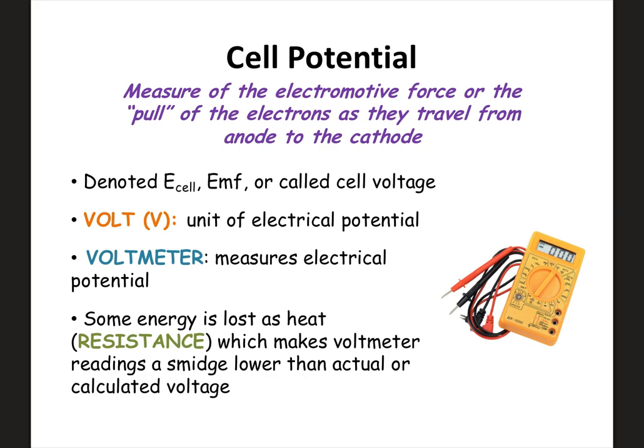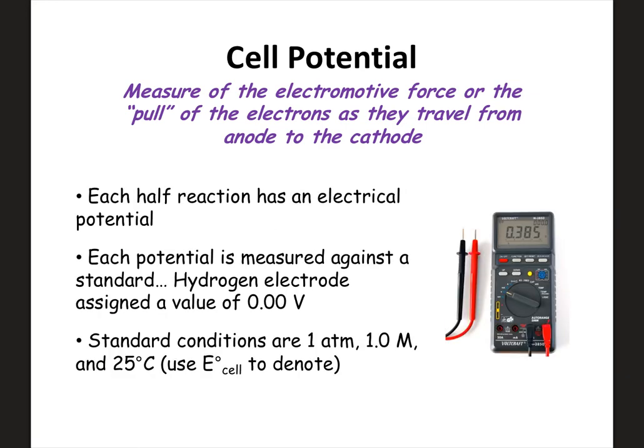If you were to see this in lab and you're trying to understand, well, why is my measured voltage a little bit off compared to my calculated voltage, it is because some of the energy is actually being lost as heat here. There's resistance. So definitely something you need to know and understand, that's why they could be off. All right, don't forget this. A little bit more here about this cell potential. You need to understand that each half reaction here will have an electrical potential.